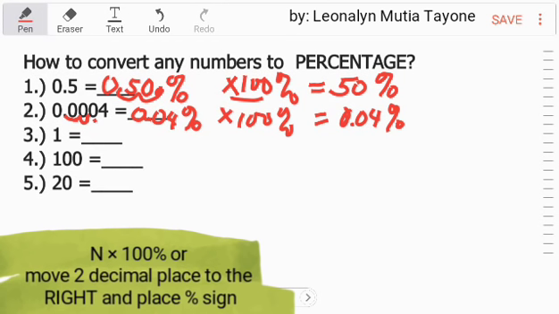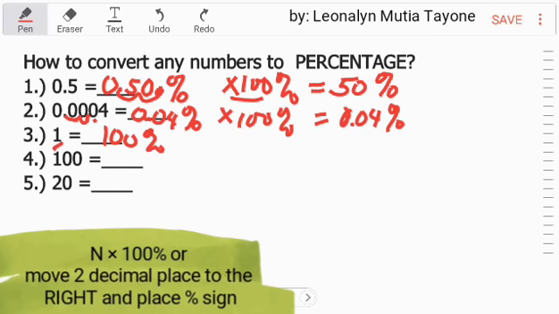Number 3. 1. Ang 1 ay equivalent ng 100%. So, ang 1 ay isang buong number or whole number. So, 1 man siya, i-multiply mo ng 100% and that is 100%. So, 1 is equivalent to 100%.